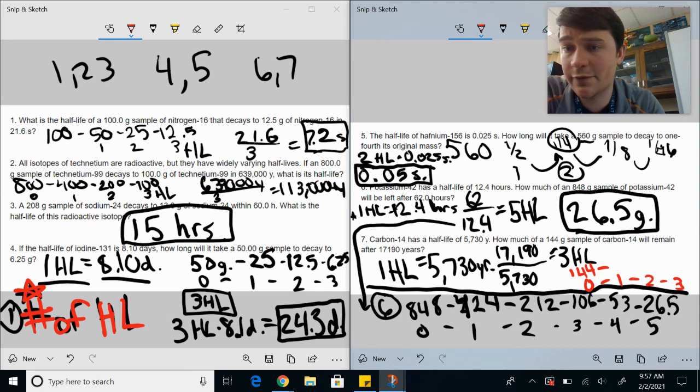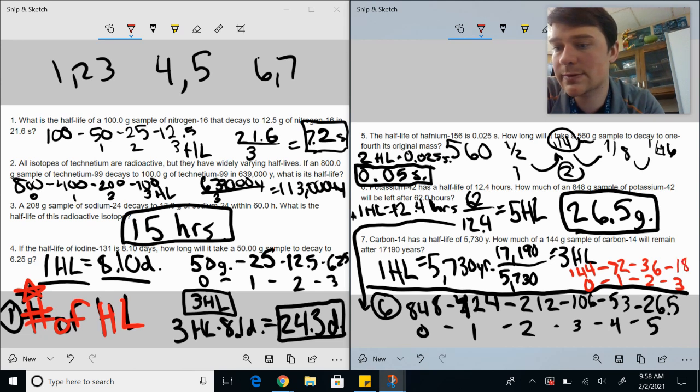So I've got to take 144, and I've got to divide that by 2. That's going to give me 72 grams. 72 grams divided by 2 is going to be 36 grams. Now one more, and then we're done. 36 grams divided by 2 is going to be 18 grams. So there's my answer right there. 18 grams will remain after 3 half-lives.